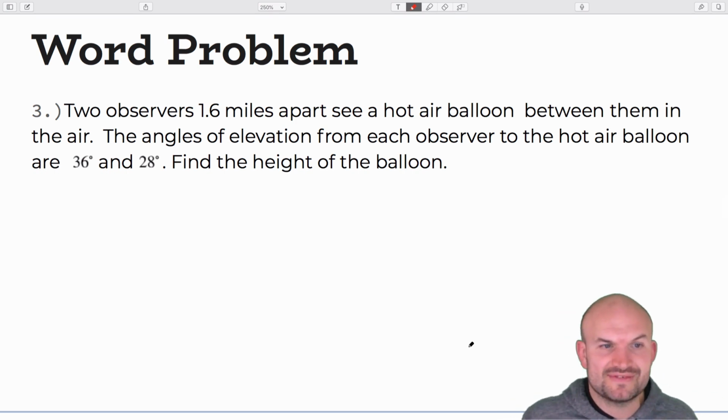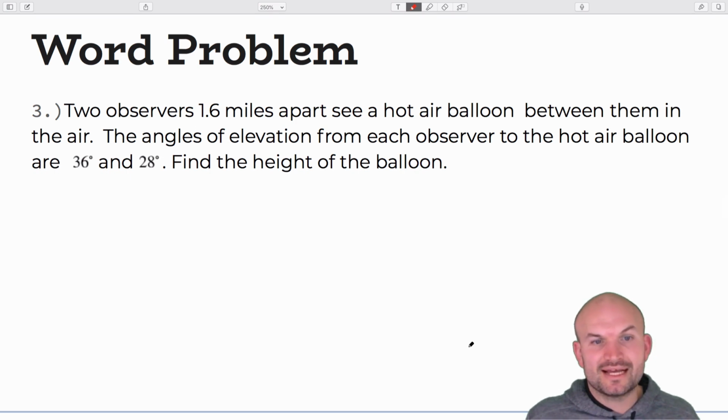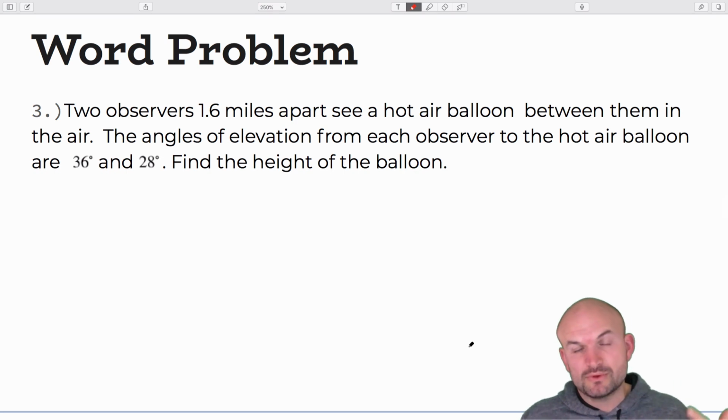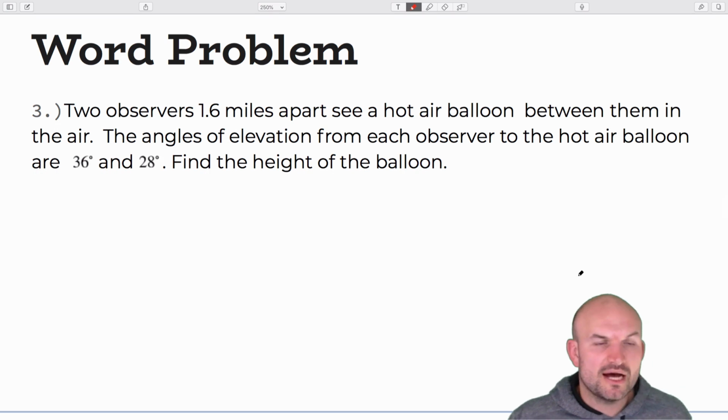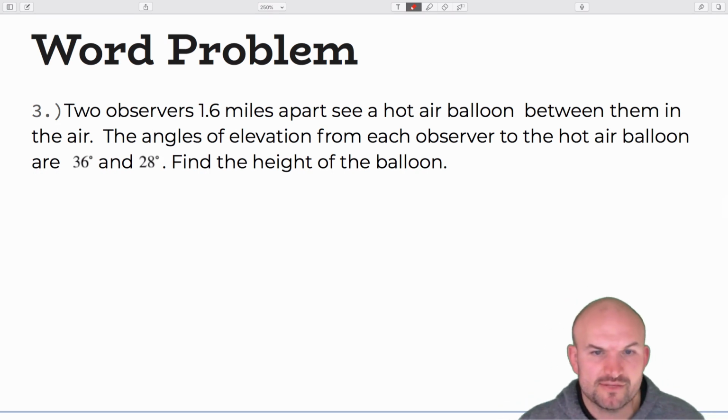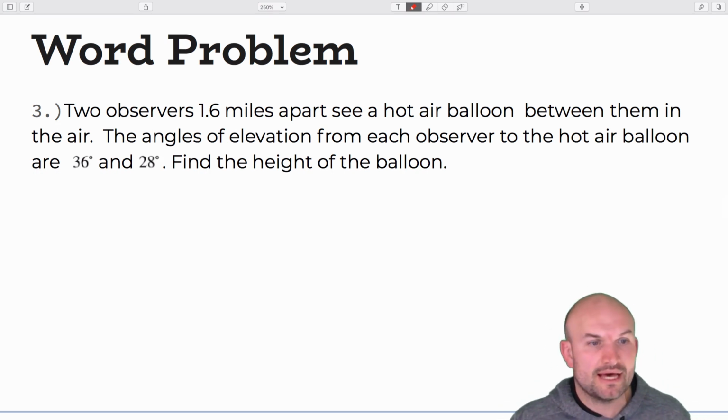So the word problems for law of sines, again, what we want to do is draw the picture and set up the triangle. Now in this case, we're looking for the oblique triangle, and then we're going to look for the ratio. And if we don't have enough information for the ratio, we need to be able to see what we can do to create a ratio. So this word problem says 2 observers, 1.6 miles apart, see a hot air balloon between them in the air.